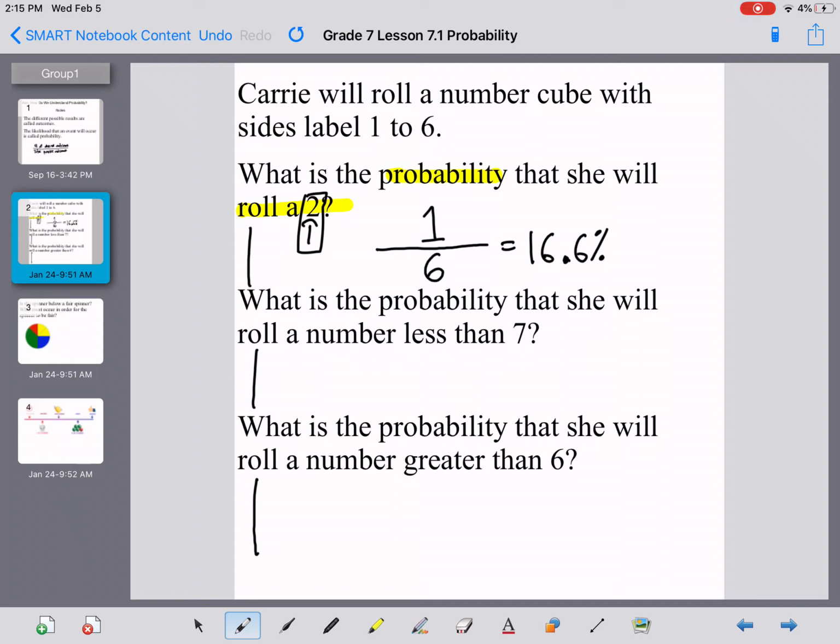What is the probability that you'll roll a number less than 7? Again, it's going to be a fraction. My denominator is the total number of outcomes, which is still 6. And a number less than 7, all 6 numbers are less than 7, so my probability would be 6 out of 6. Or I can turn that into 100%. And the last one, what's the probability that you'll roll a number greater than 6? Again, it is still 6 possible outcomes. There's 0 numbers greater than 6. So my probability is 0 out of 6. Or it is 0%.